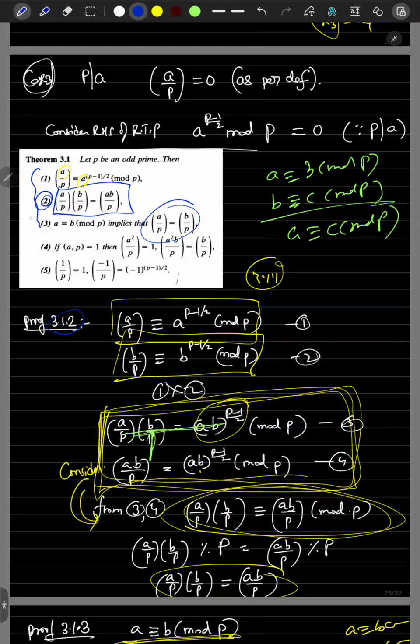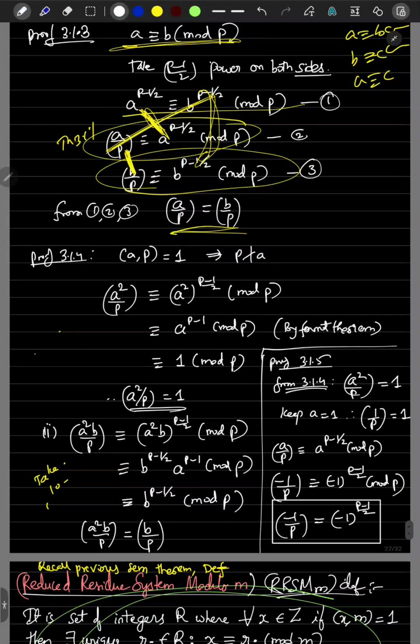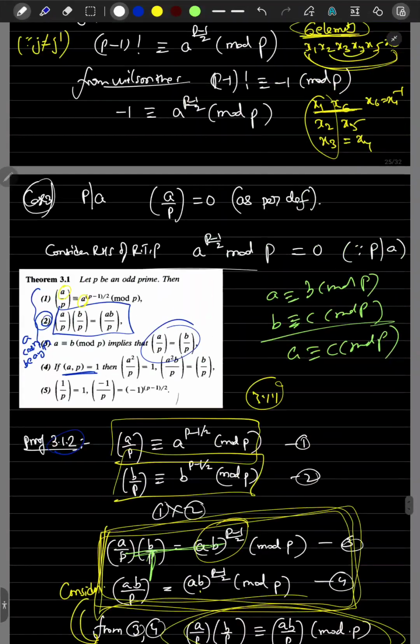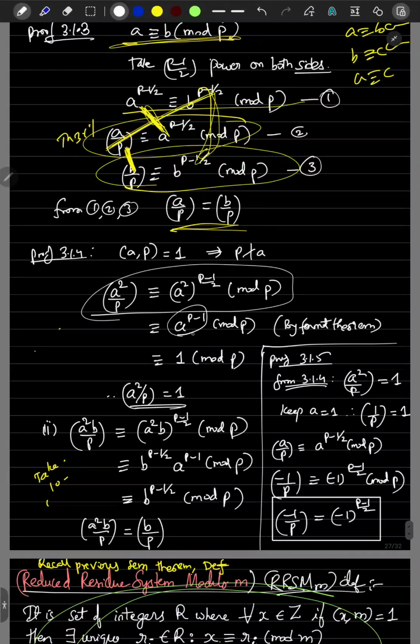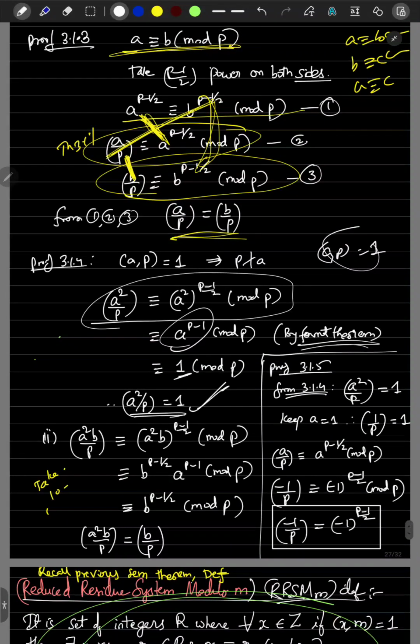Similarly, finally, suppose now I am restricting here. Till now A can be anything, but here I am restricting to co-prime. So if it is co-prime to P, then I can write A squared by P equals 1. Just substitute A squared by P in this 3.1.1. What will happen? A to the power P minus 1. Since A, P are co-prime, and P is a prime number, you can use Fermat's theorem. So if I use Fermat's theorem, I can write 1. Finally it is happening.